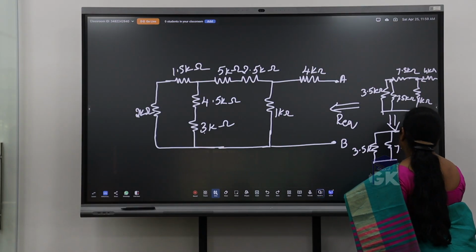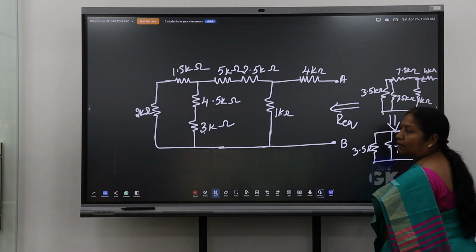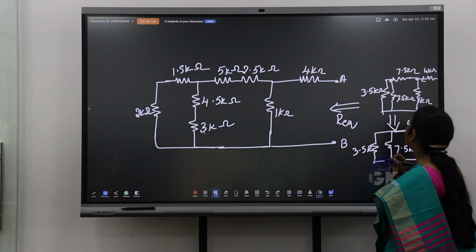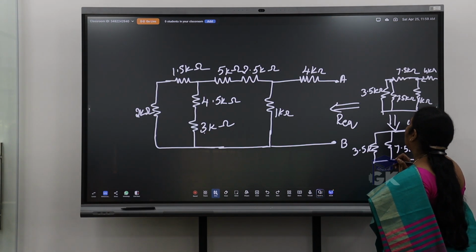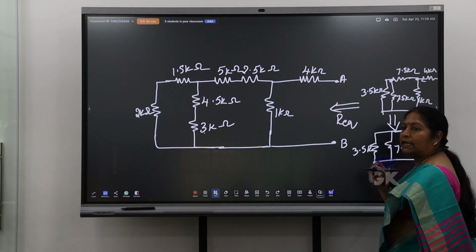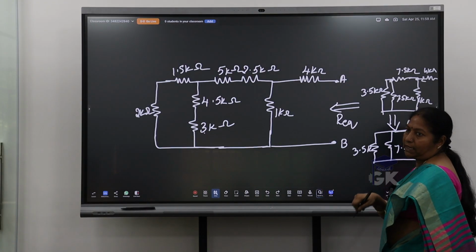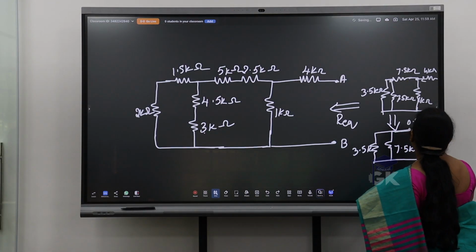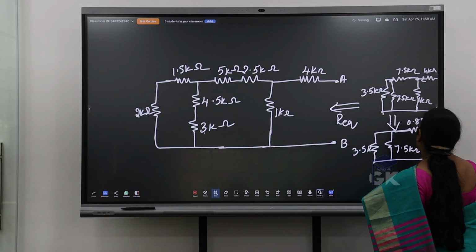And 0.88K is less than your 1K. In a parallel combination of 7.5K, 1K, the 1K is the smallest resistor. So the equivalent, if I find it, is always less than 1K. And then we have a 4K here, correct?